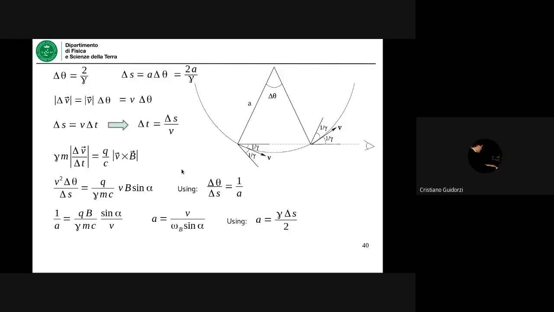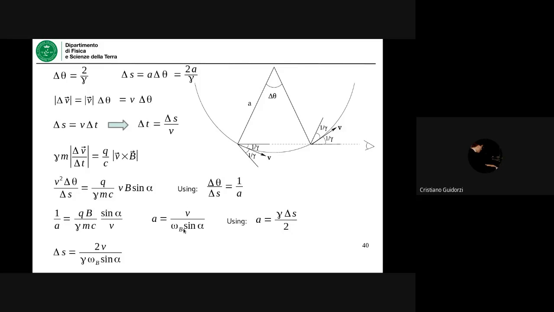Now, A, what is A? If you look here, you bring 2 over gamma to the other side, so you can also express the curvature radius as a function of delta S.